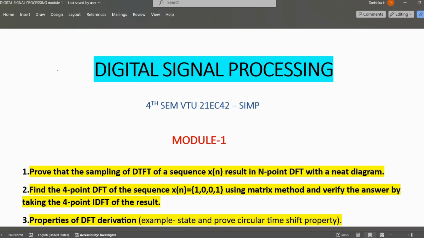Prove that the sampling of the DTFT of a sequence x of n results in an N-point DFT, with a neat diagram. So the first question is about the sampling of the DTFT.